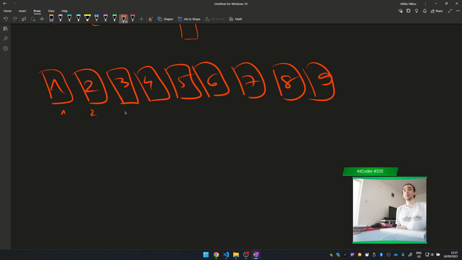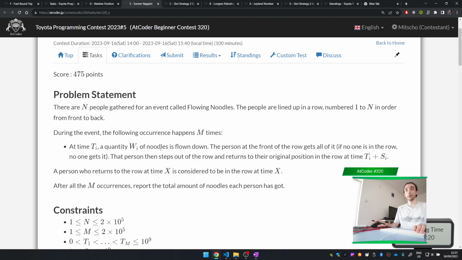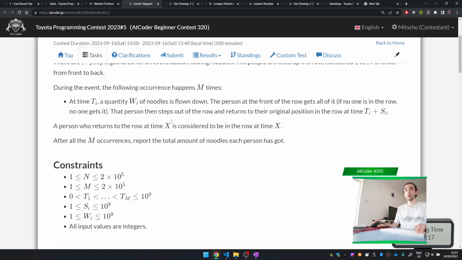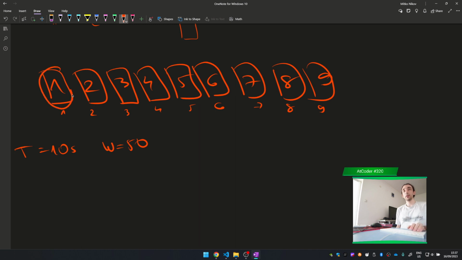So each person has this space that is ordered, and then at some time t we have some noodles. So let's say t is equal to 10, we get 50 noodles, or whatever that is. A quantity of 50 noodles is flown down. And then the first person takes these 50 noodles and removes itself from the row, so eats the noodles, and it will return back to the row after some time, let's say after 100 seconds.